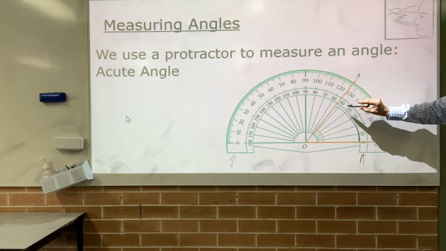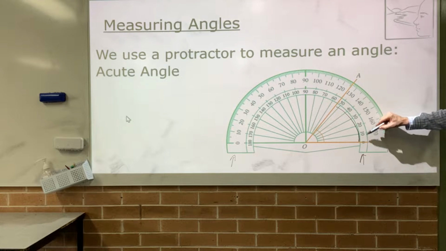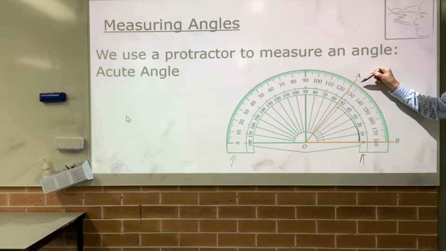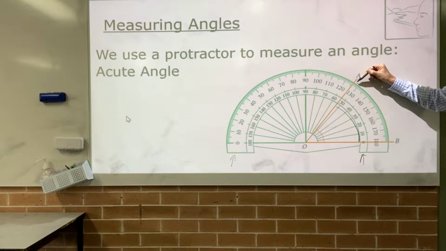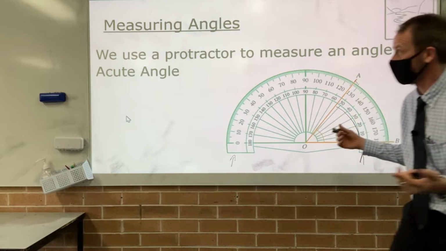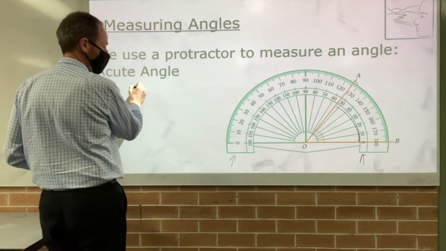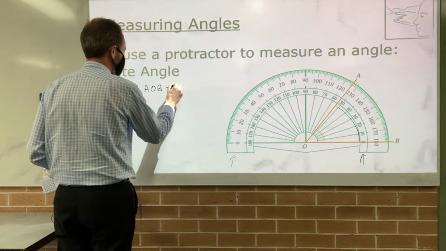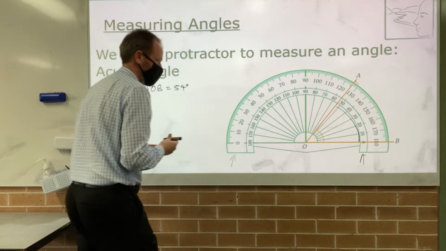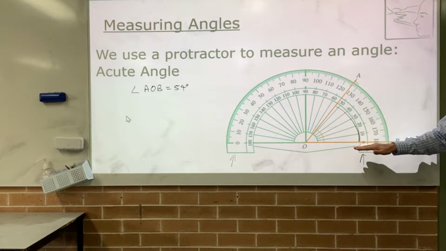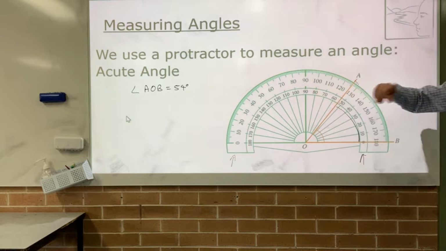What I then do, I can see it gets up to 50, so it's more than 50 degrees. I then have a look up here and I can see it goes 1, 2, 3, 4. So the size of angle AOB is? Excellent. So we can actually say angle AOB equals 54 degrees. That's how we do that. Make sure you start at 0 and go up.